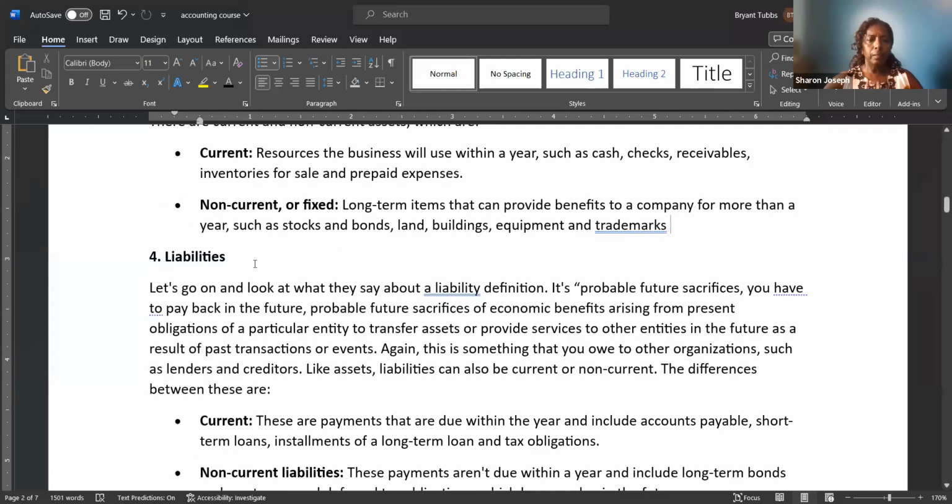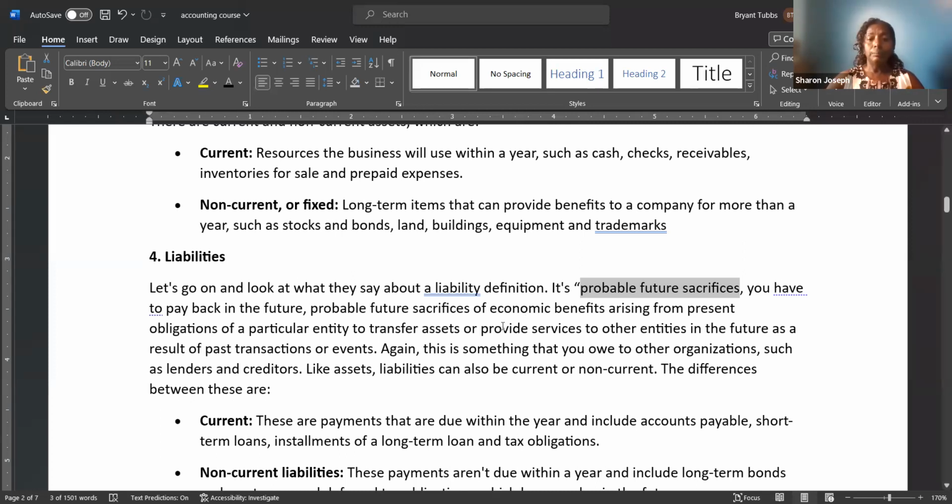Next key concept is a liability. So let's go back to the formal definition of a liability. It's called a probable future sacrifice. You have to pay back in the future a probable future sacrifice of economic benefits arising from a present obligation of a particular entity to transfer assets or provide services to other entities. Again, it's something that you owe to other organizations or other businesses or other lenders or creditors.